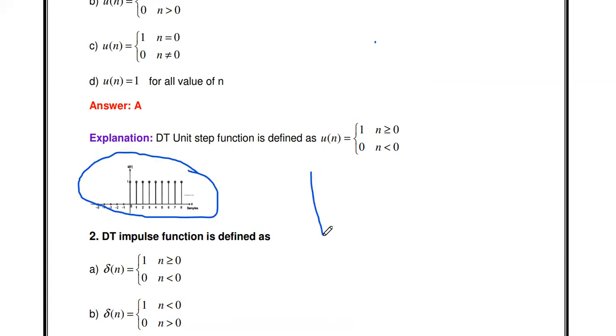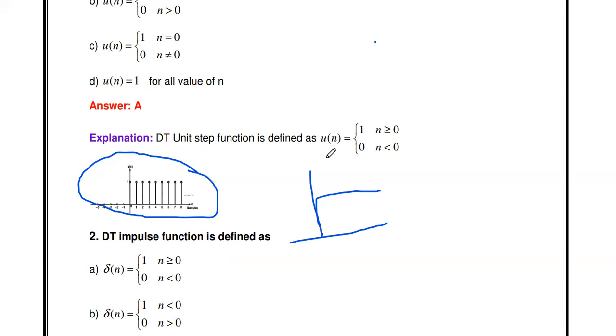If it is a continuous unit step, the graph is like this. This is discrete. You know the difference between a discrete signal and a continuous signal. A continuous signal has a value at all instants of time, but a discrete signal has a value only at definite times. It is called a discrete signal. So this is called a unit step.